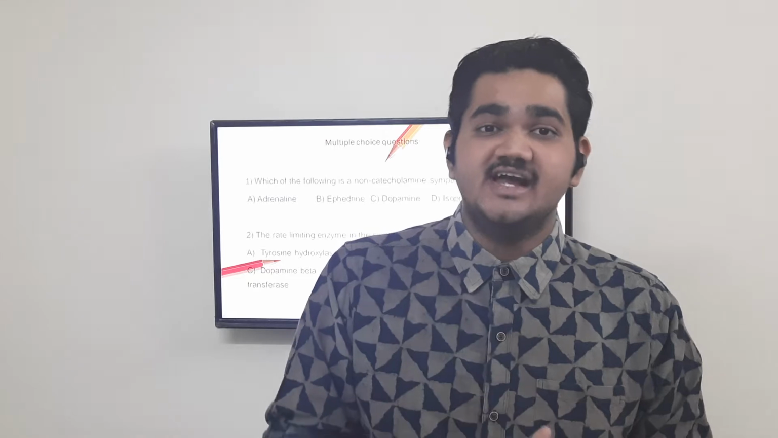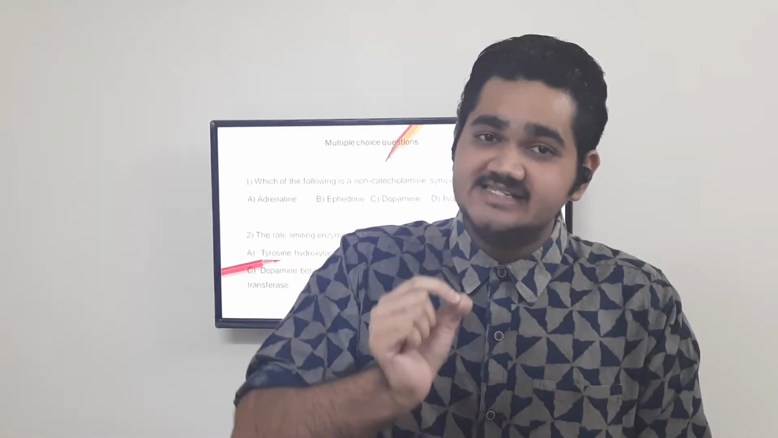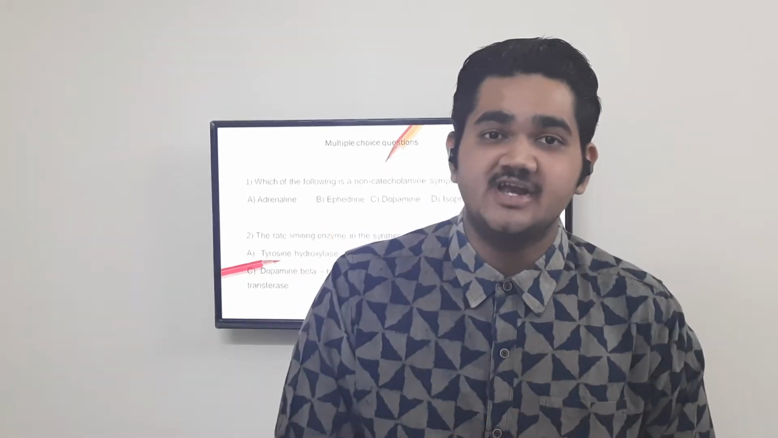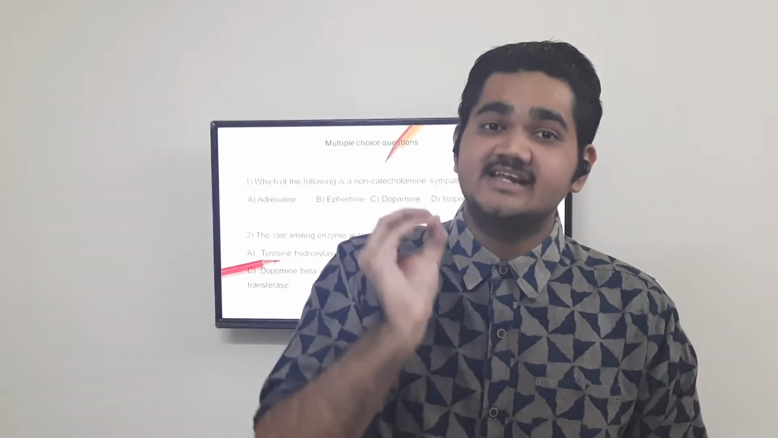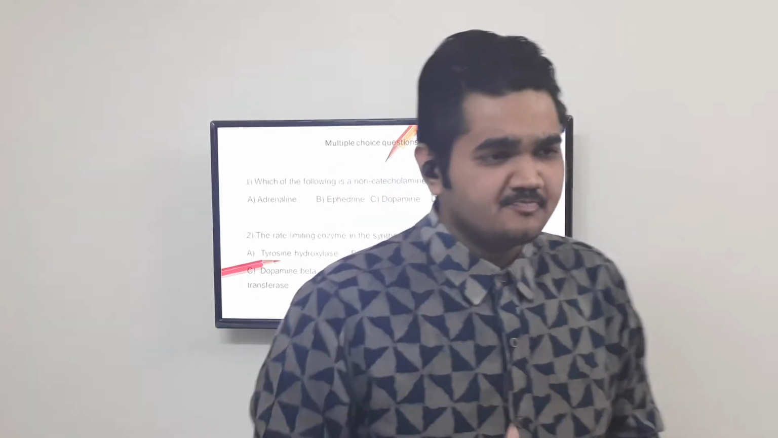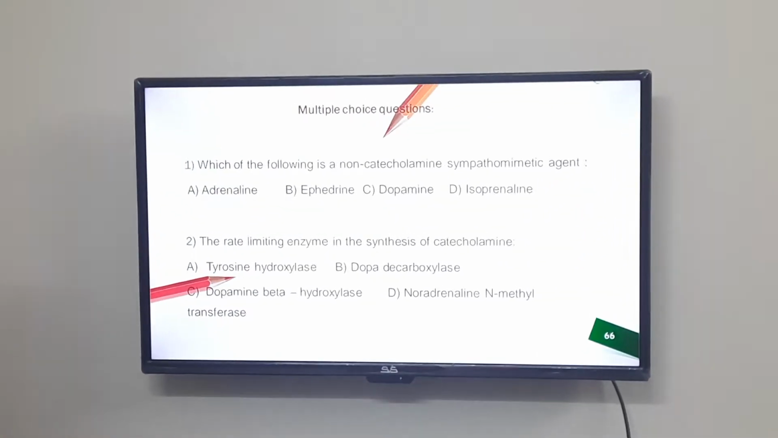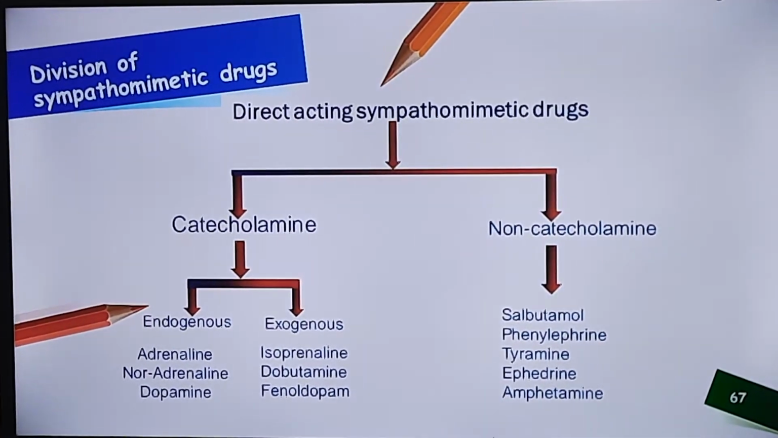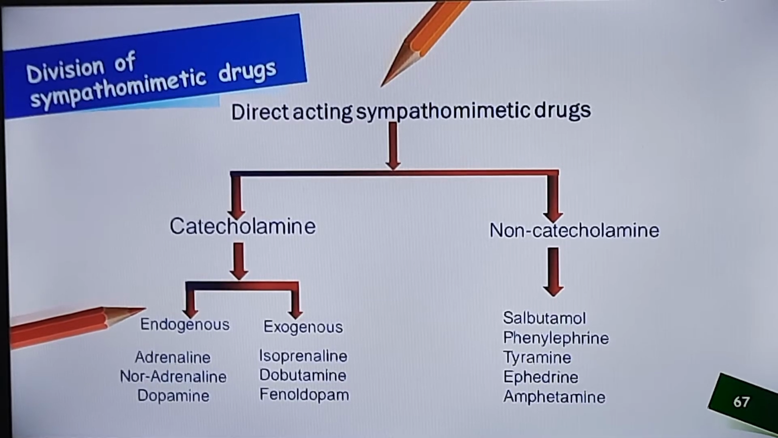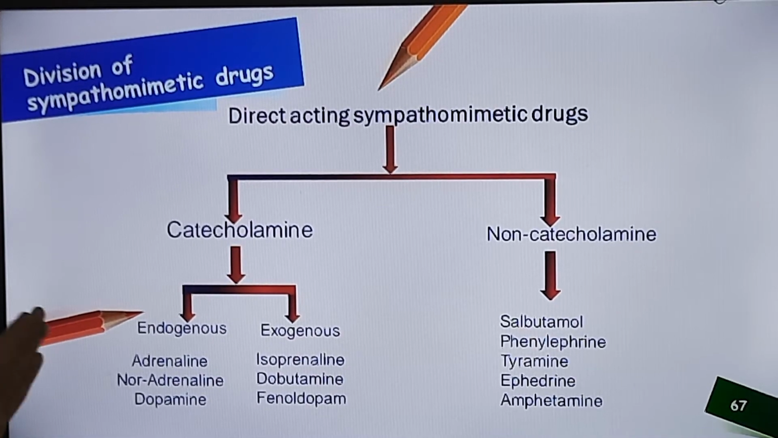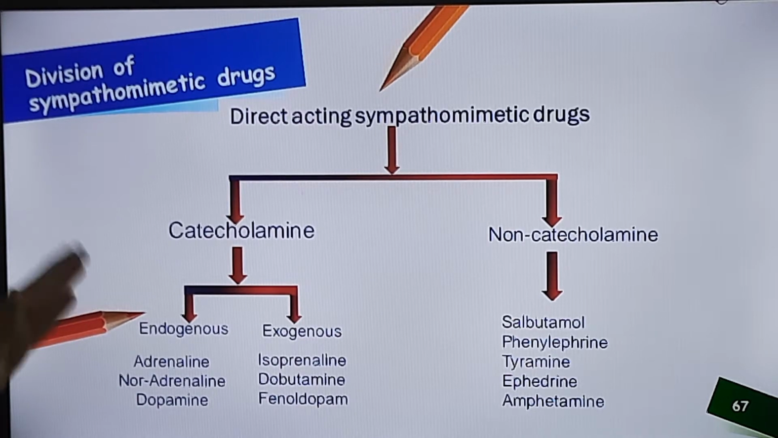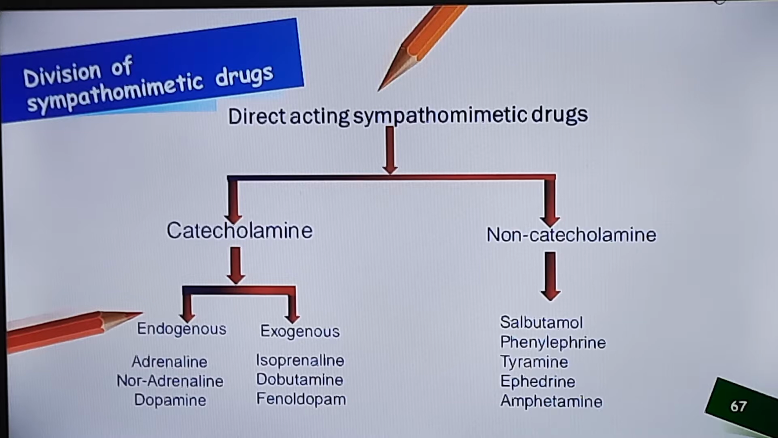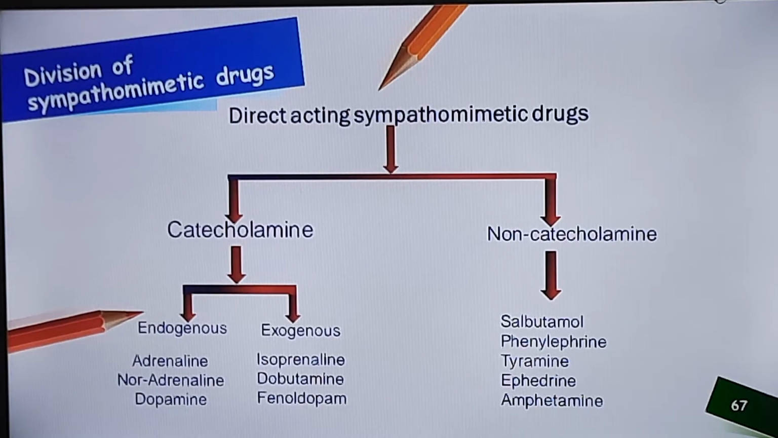So ऐसे components जिसके पास ये catechol ring present होती है, we call those components catecholamines and ऐसे components जिनके पास ये ring present नहीं होती है, we call them non-catecholamines. So when we were discussing the division of sympathomimetic drugs based upon their structure, हमने इसे two main categories में divide किया था. The very first one is catecholamine and the second one is non-catecholamine.